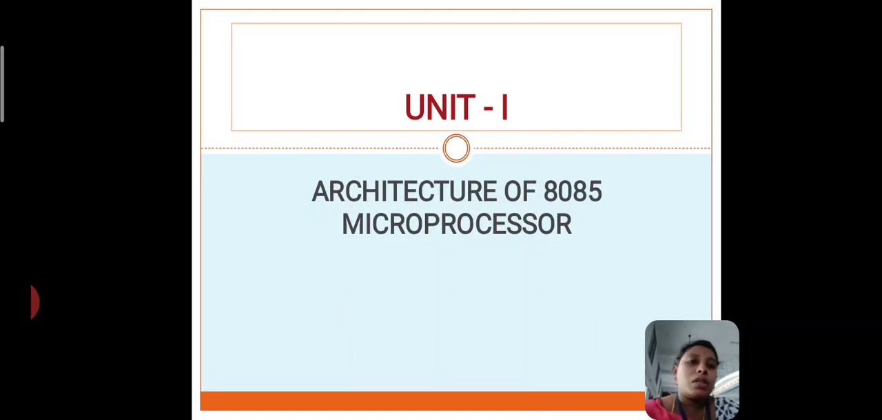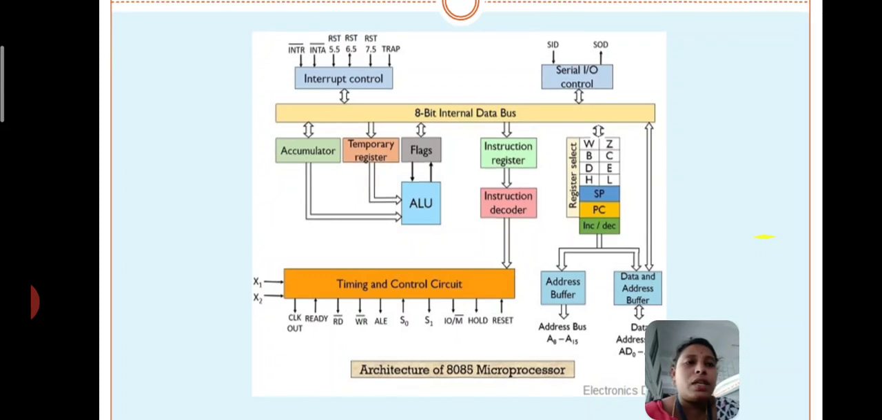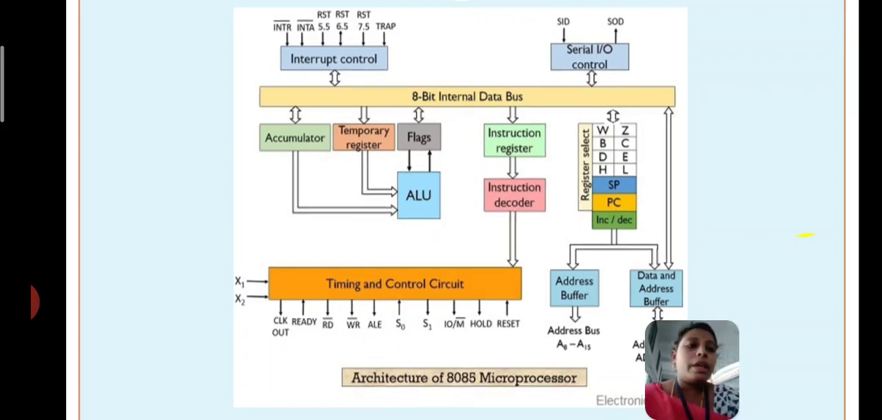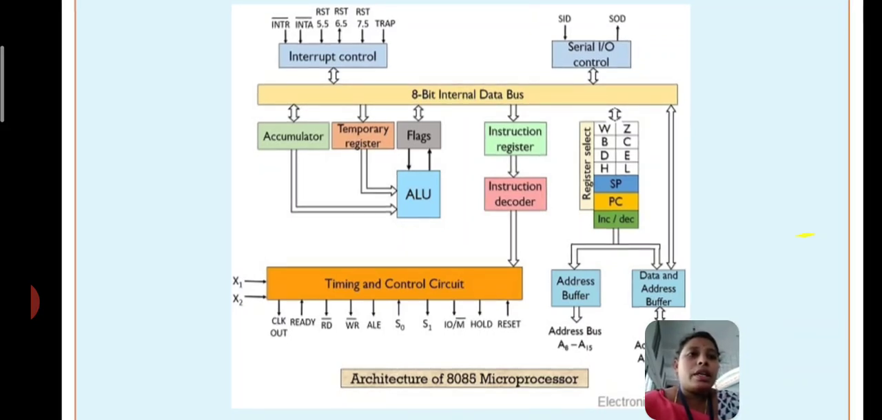The main function of the architecture of the 8085 microprocessor is the central processing unit. Now we can see all the blocks of the architecture of the 8085 microprocessor. This is the block diagram. Internally there is an 8-bit internal data bus. Here bus means a group of wires or cables. This 8-bit internal data bus is connected with many blocks.